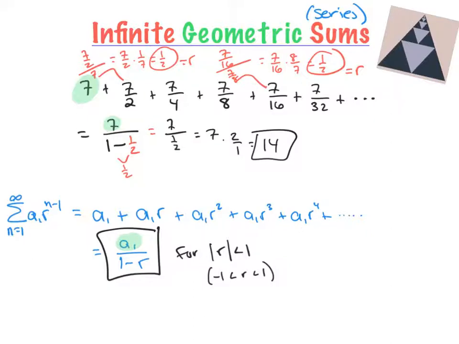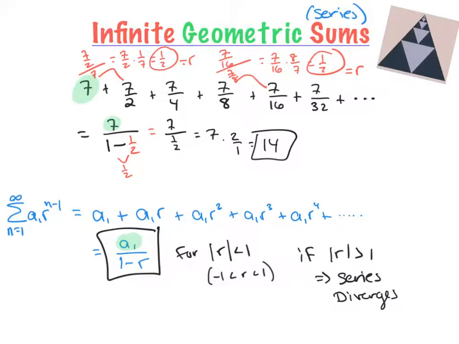So if your R wasn't 1/2, if your R was 3/2, which is bigger than 1, then if R is bigger than 1, or the absolute value of R is bigger than 1, then the series diverges.